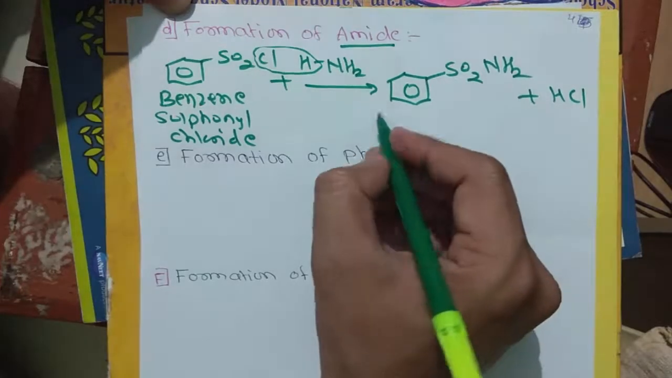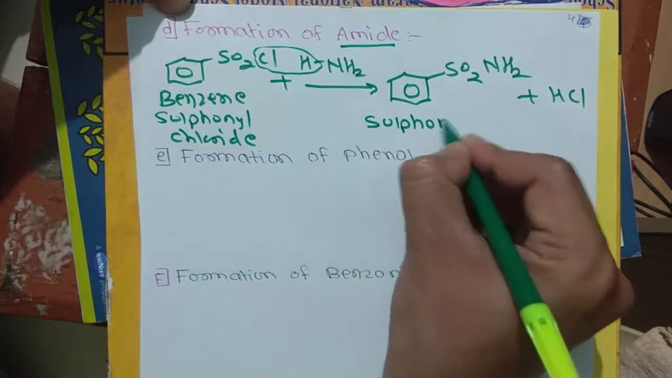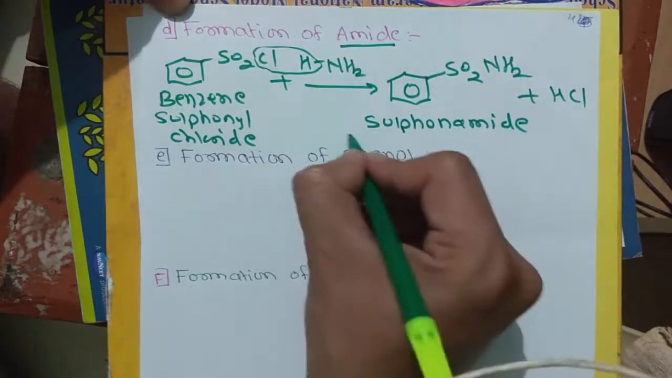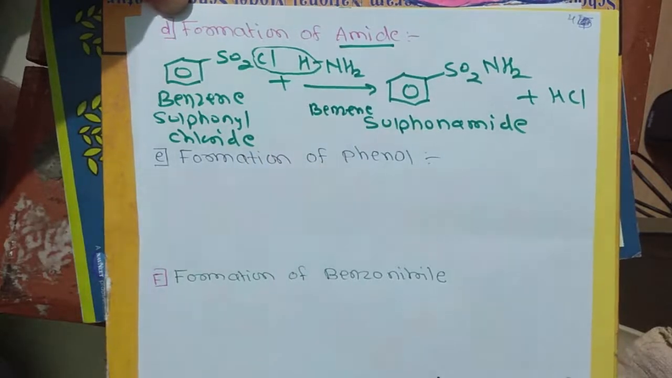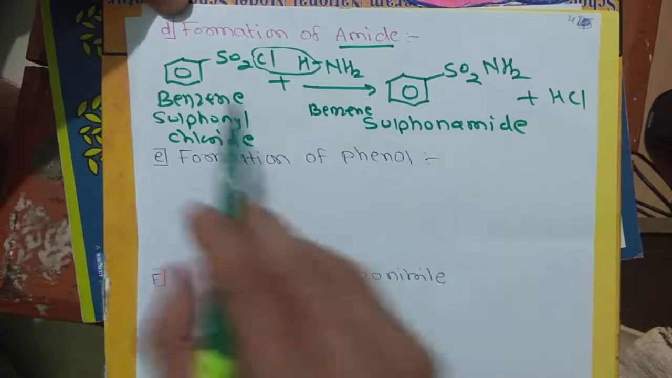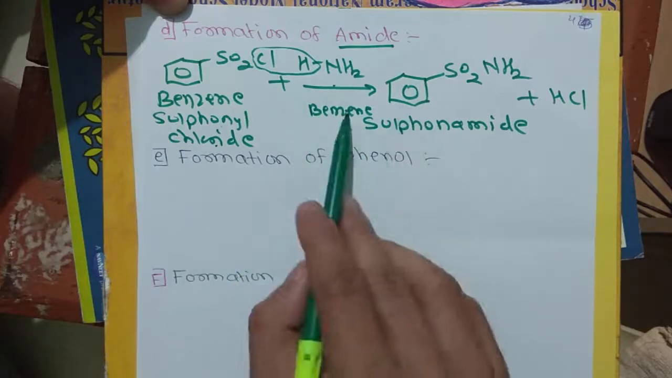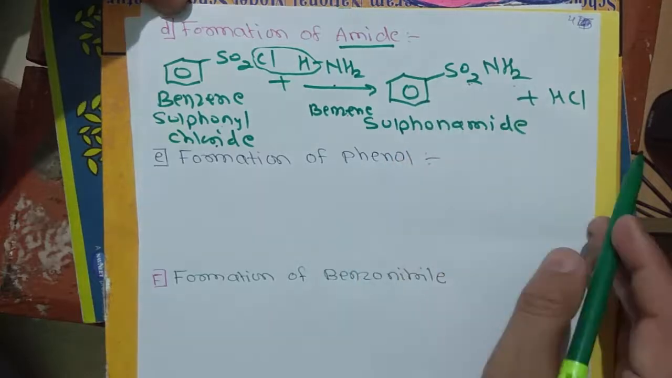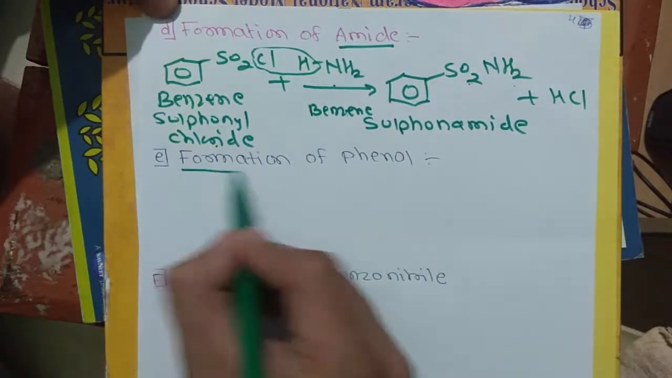It is called sulfonamide. Which sulfonamide? Benzene sulfonamide. The name of the compound is benzene sulfonamide. How is it formed? When benzene sulfonyl chloride is reacted with ammonia, there is a formation of benzene sulfonamide, SO2NH2. This is the simple reaction. Then next is the formation of phenol.